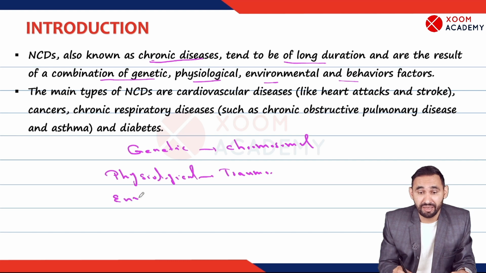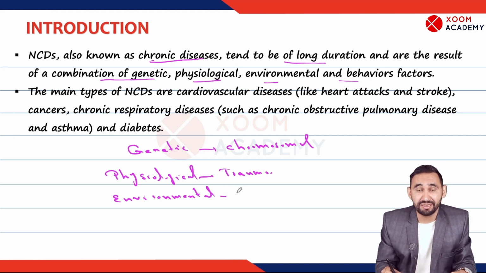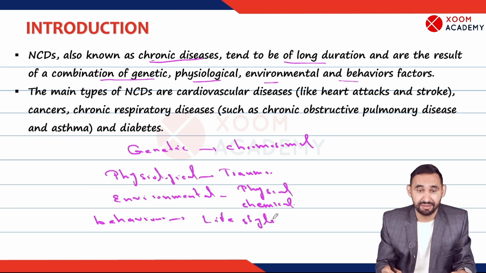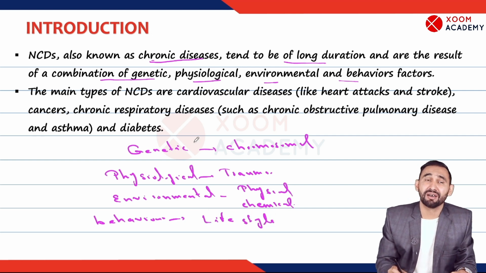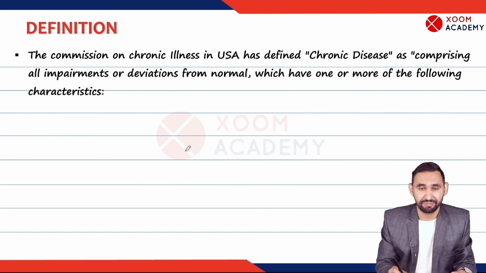environmental. Environment affects health. Our external environment and our internal environment affect the state of health. There may be external factors, there may be internal factors; they are physical, chemical, and behavioral. Our behavior affects our disease, like lifestyle. There is modification in lifestyle. The main types are heart disease, respiratory disease, cancer, diabetes, asthma.